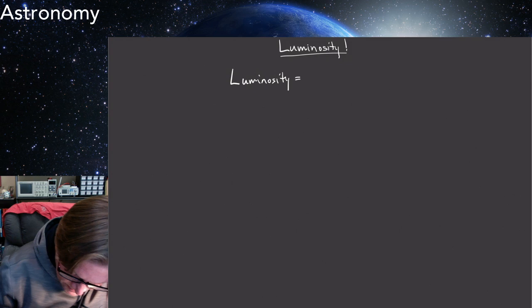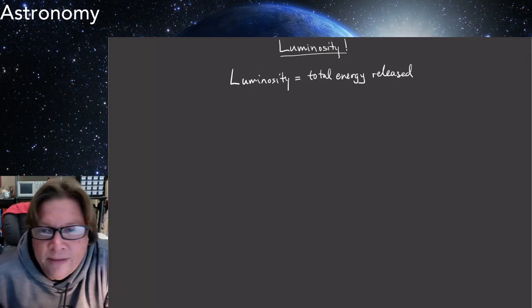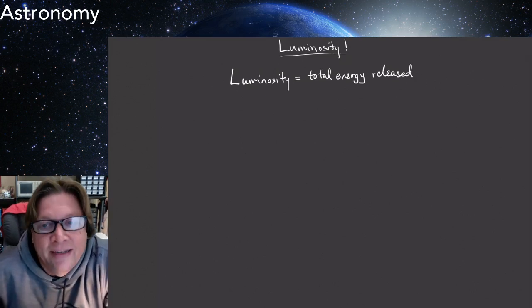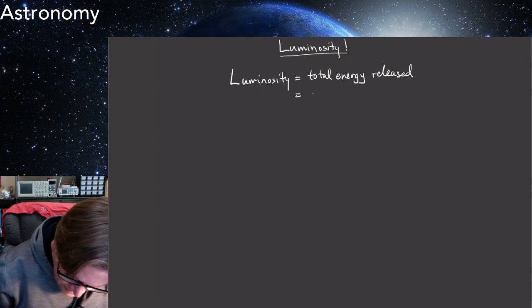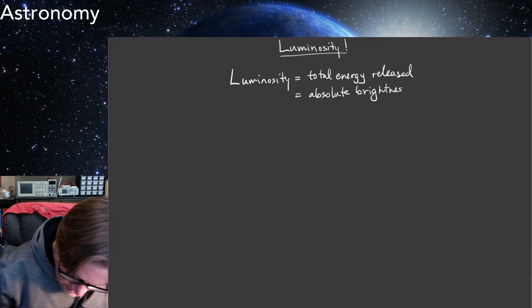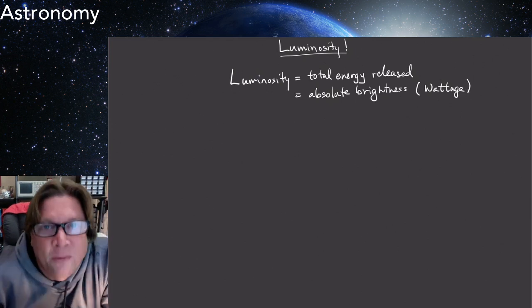All right, a little bit about luminosity. It's one of the more important stellar parameters that we measure or calculate for a star. Here's how it works. Remember, luminosity is the amount of energy released. Really, it's energy released per second. But anyway, this is the absolute brightness, and what we've been saying is it's like the wattage. In fact, it's measured in watts, like the wattage of a light bulb, right?